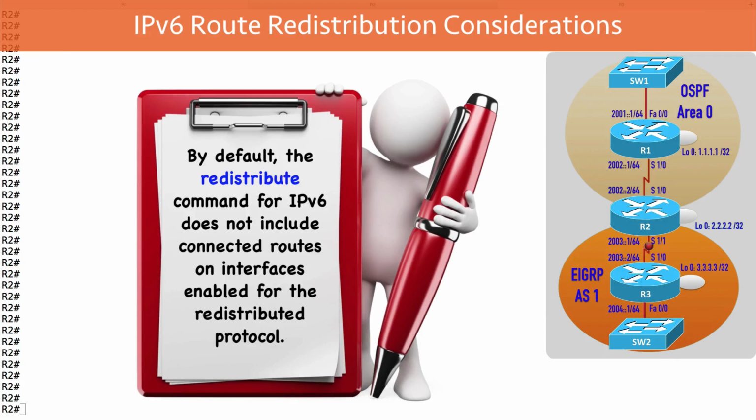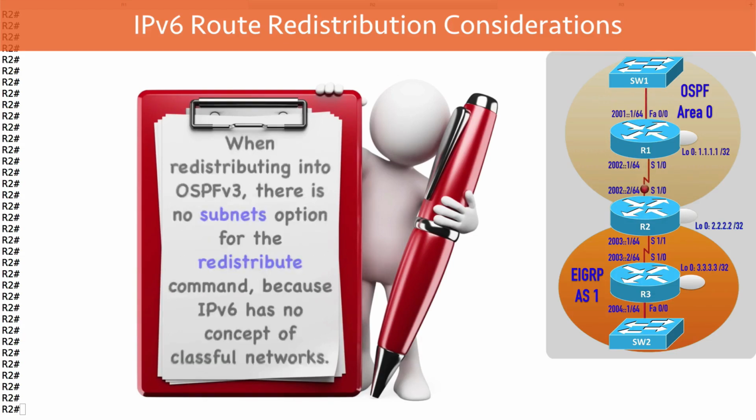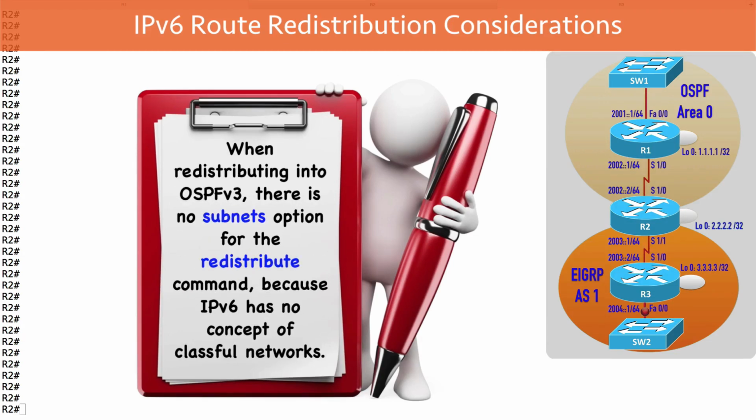And here's another difference when we're doing route redistribution with IP version 6 as opposed to IP version 4. Remember with IP version 4, when we were redistributing into OSPF, we said that we would normally want to give the subnets option. Without the subnets option, the only networks that were going to be redistributed into OSPF were networks that had their classful mask. But now we're talking about redistributing into OSPF version 3, which gives us IPv6 support. And with IPv6, there's no concept of a subnet or a classful network, so we don't have to worry about giving the subnets option.